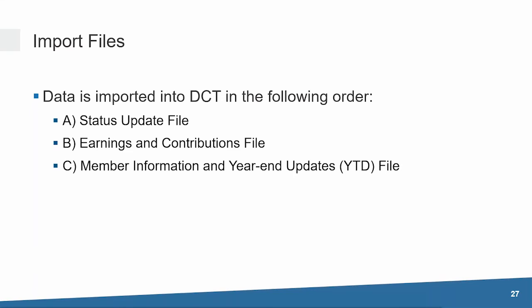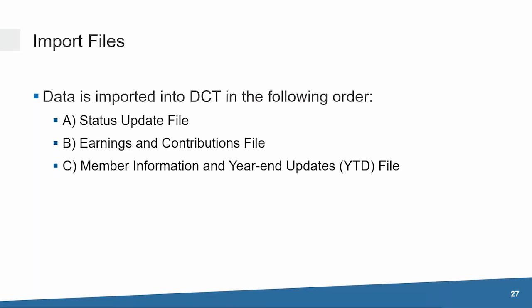You will have to import the files in the following order. Status update file. If your status changes were not reported to CAT, this file is required. Earnings and contributions file. If a status update file has been loaded, this file is required. Member information and year-end updates file contains all members with one row per member.